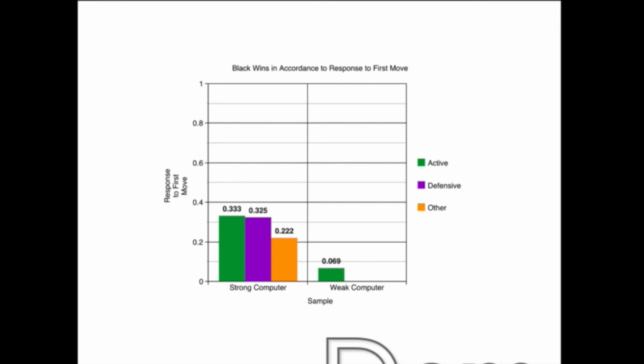So yeah, for the weak computer, there were only 2 black victories, and both of these were on the active. So the win rate is 0.07, and obviously if there were 2 wins on the active and only 2 games that black won, there were no wins for defensive or other. So again, we see the weak computer being very obscure with its results.